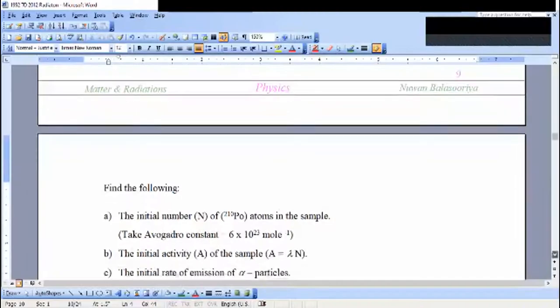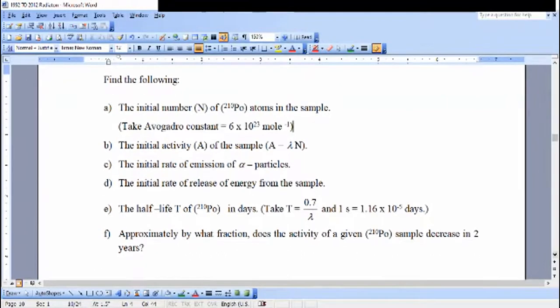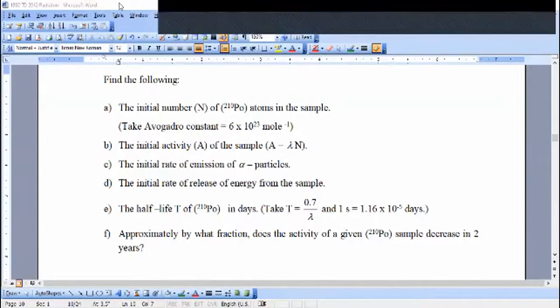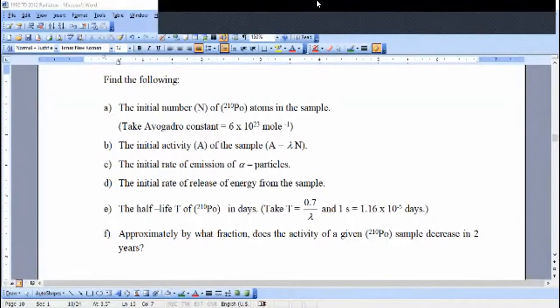Right, somebody please unmute the mic and read question simple B. The initial activity A of the sample A equals lambda N.